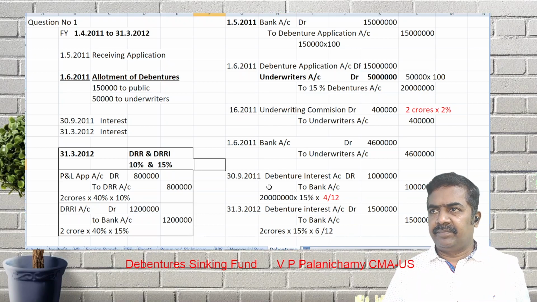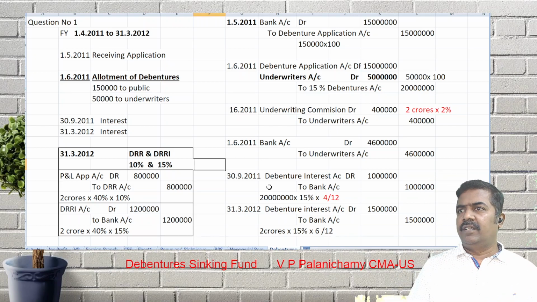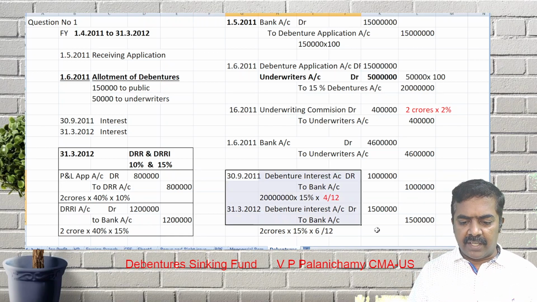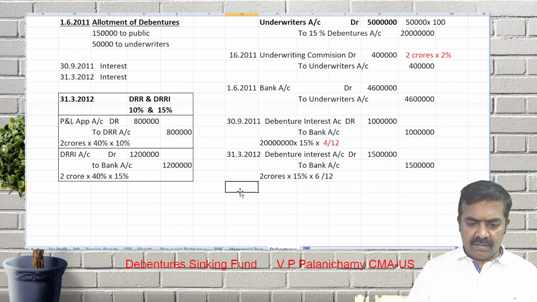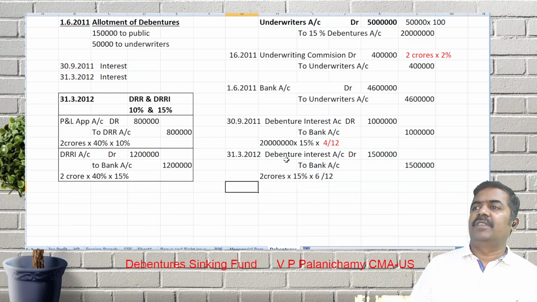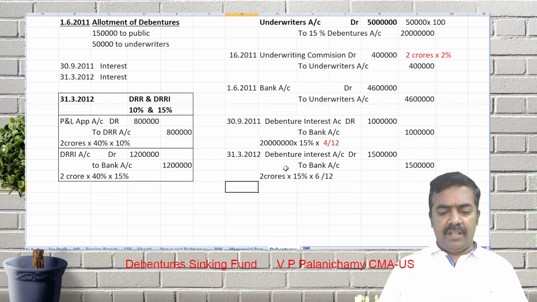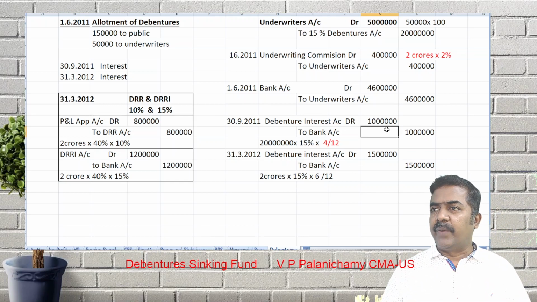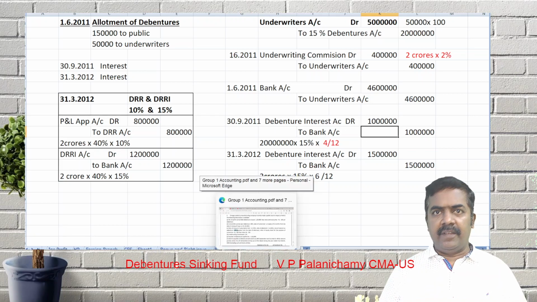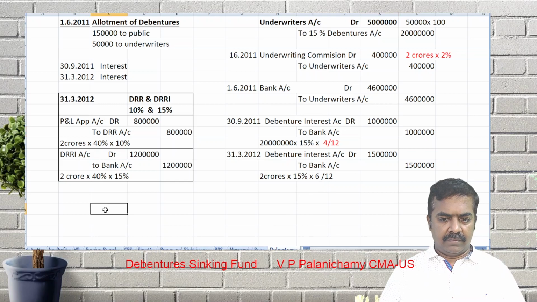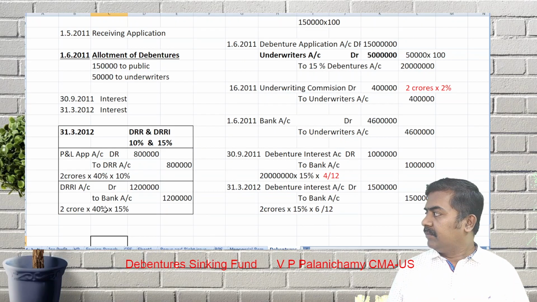Shall we? Not enough. Any doubt? One more entry, please take it up. Which entry? P&L account debtor to which account? Debenture interest account. P&L account debtor to debenture interest account. How much will you record? 25 lakhs. Shall we? No entry was passed.